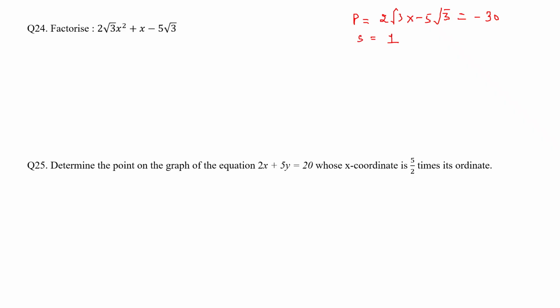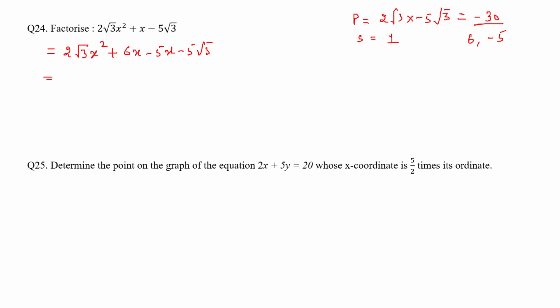Sum is 1. Okay. So let's try to split it. So 2 root 3 x square. Now you have to find two numbers whose sum will give 1 and whose product will give minus 30. Now the product is minus, it means one number is going to be negative, isn't it? And the sum is 1 and it is positive, which means the greater number will be positive. So the numbers can be 6 and minus 5. 6 into minus 5 will give minus 30, and if you add 6 and minus 5 you will get 1. So you can split this as 6x minus 5x minus 5 root 3.